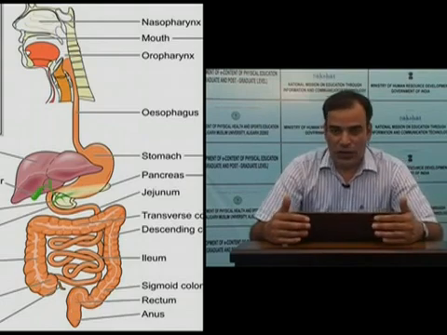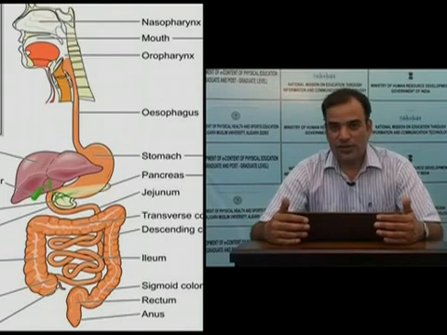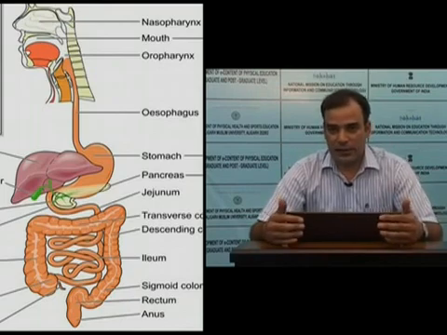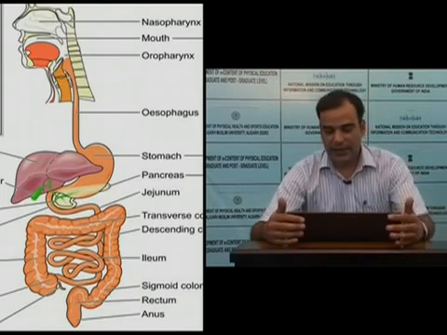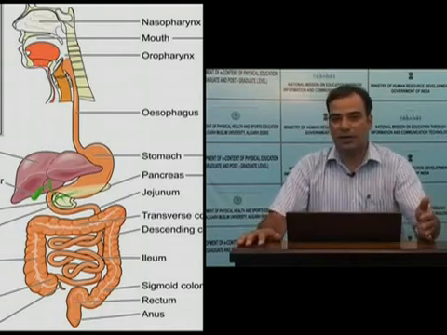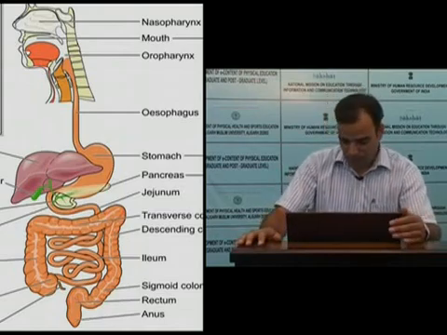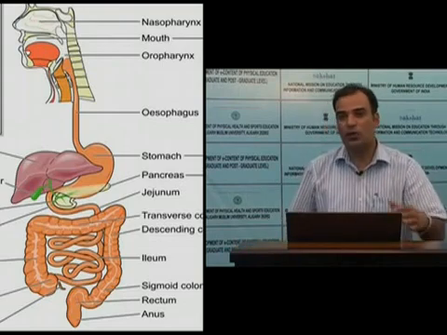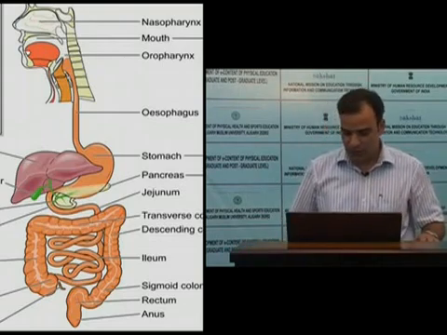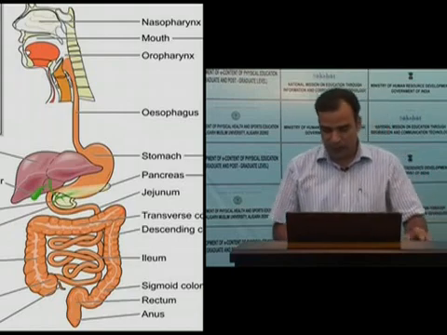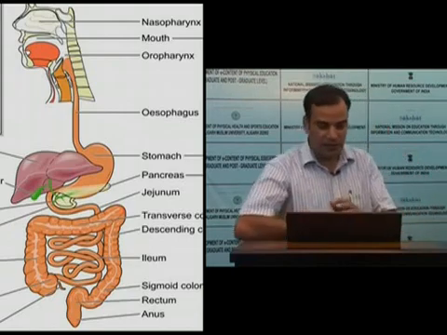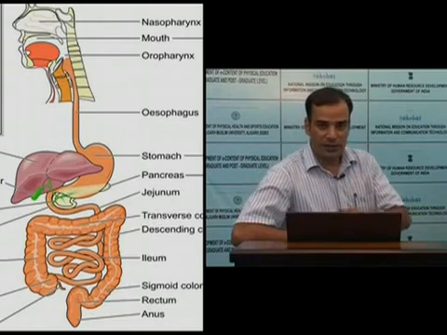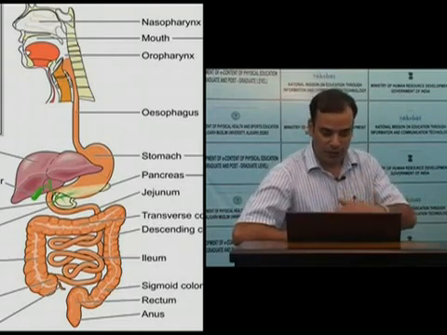The pancreas, which is also an accessory gland, also secretes many enzymes. In fact, it secretes a cocktail of enzymes that help in digestion of different components of food. And as I said, in the whole GIT, there is secretion of mucus. Now, the secretions according to function can also be divided into two groups, digestive secretions and protective secretions.